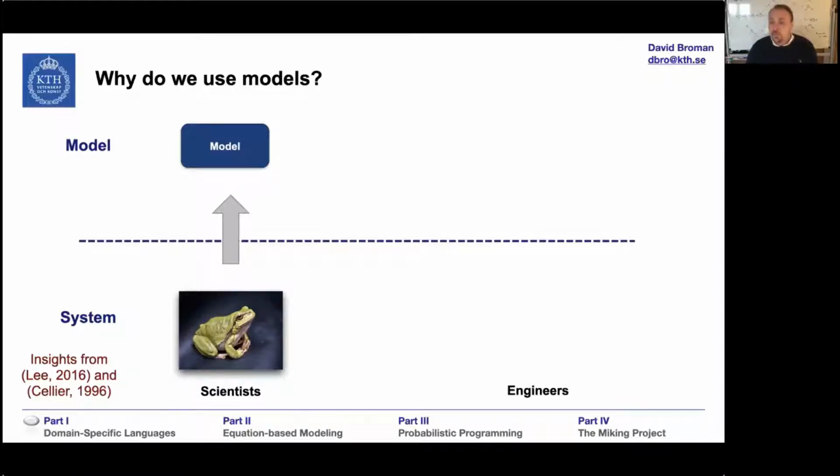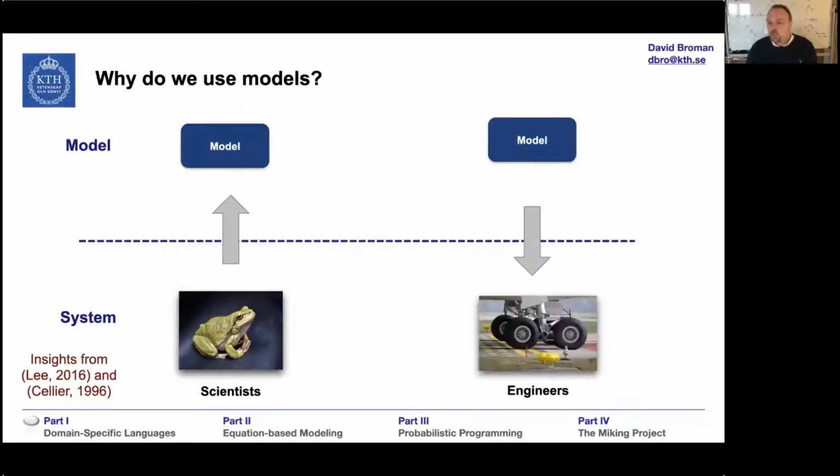Models still are an abstraction, right? It's not the whole system, but an abstraction of it. Whereas engineers, we typically do the reverse. We have some sort of model, like a blueprint of what we're trying to construct. Maybe we make some analysis of it, and then we construct the real system. So maybe we could have this model constructed beforehand so we don't make mistakes when we create the real systems. So in both cases, we have models which are abstractions of systems, but we're using them in different ways.